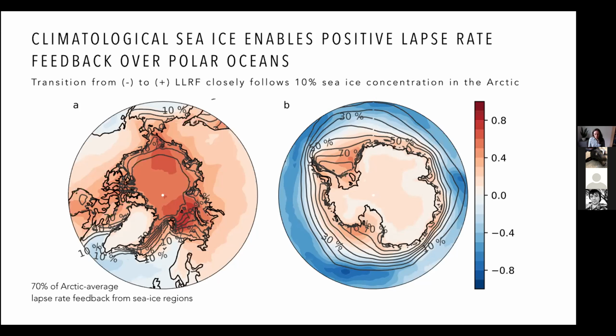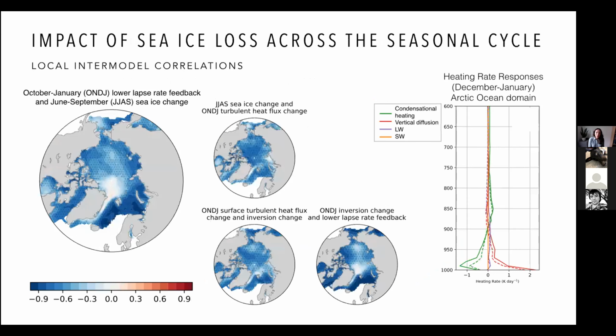In the Antarctic, the lower lapse rate feedback also tends to track the 10% sea ice concentration contour in individual models. But because of the large intermodal variability, the correspondence in the ensemble mean is much weaker. So that was for the annual mean, but we still need to understand how sea ice retreat, which is greatest in summer, affects boundary layer warming during winter, which is when the lapse rate feedback is most positive.